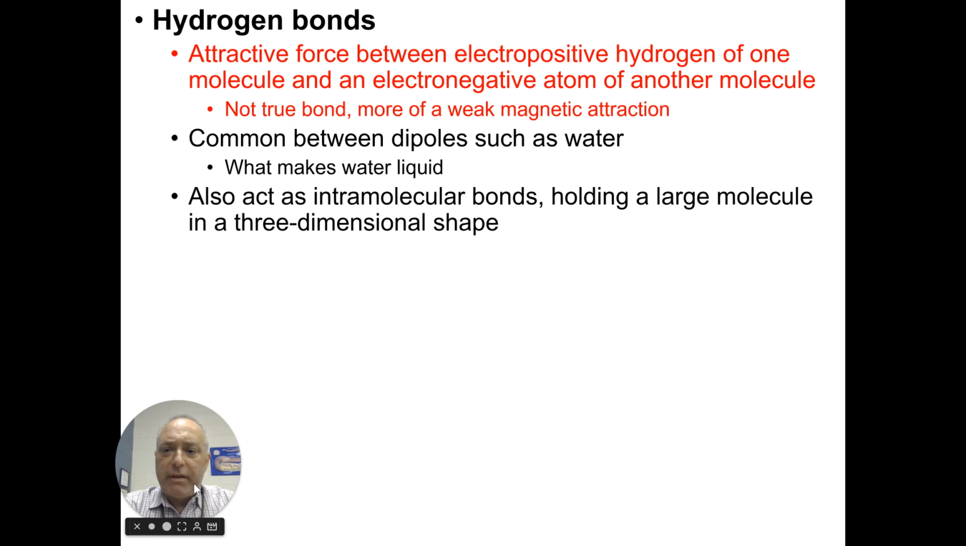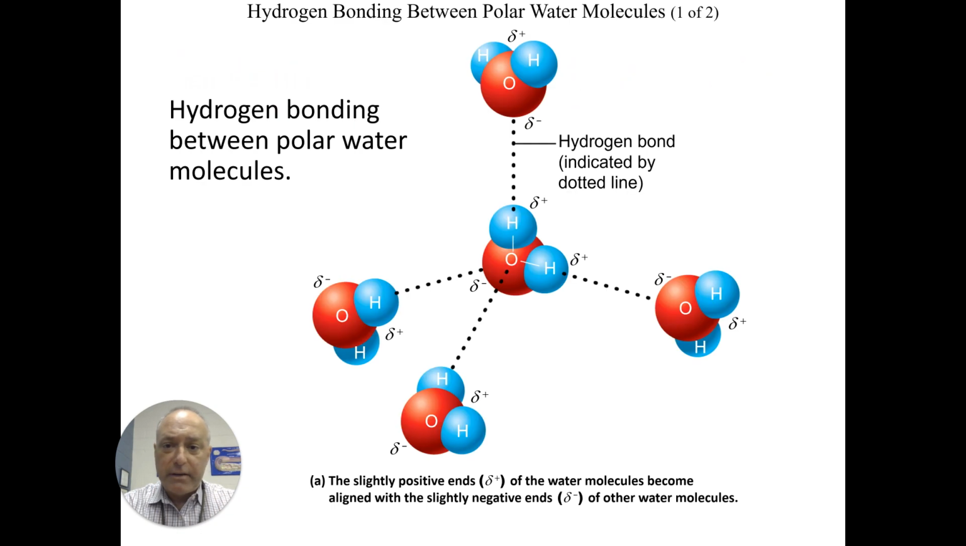So hydrogen bonds, these are attractive forces between the electropositive hydrogen and the electronegative oxygen. Okay, so these are not true bonds. They're more of a weak magnetic attraction. And we have such amazing properties of water which allow for life. And these hydrogen bonds are a major factor for that.